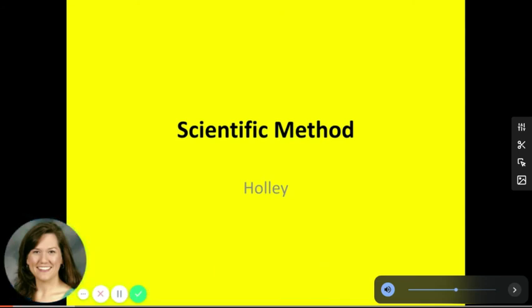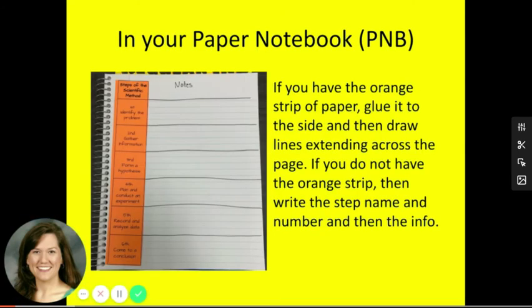Go over the scientific method. Here in your paper notebook, if you have that orange strip of paper, you're going to glue it to the side. You might have to trim it a little bit. Then just extend the lines out using a ruler or just using the lines on the paper. Now, if you do not have the orange strip and you're working at home, then just write out the number and the step name, and then beside it or below it, you can write the information on each slide.